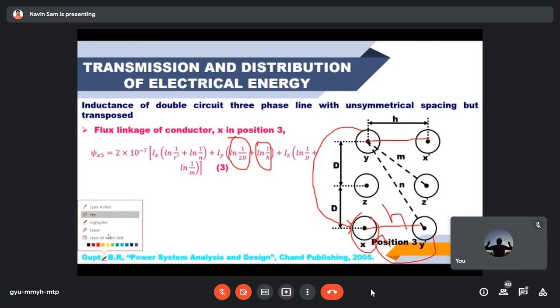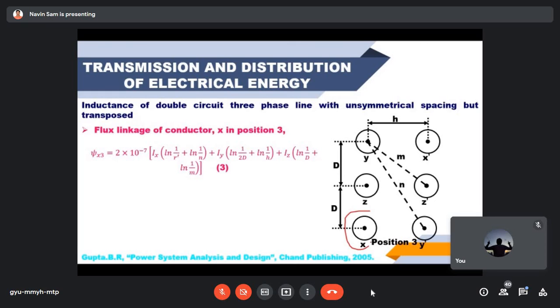Right, similarly, conductor X is the assumed conductor. There is a flow of current IZ in Z and Z dash that will create a flux which will link with X. If you look at this, the distance between Z and X is D, and Z dash and X is M. So if you look at this, ln 1 by D, ln 1 by M.